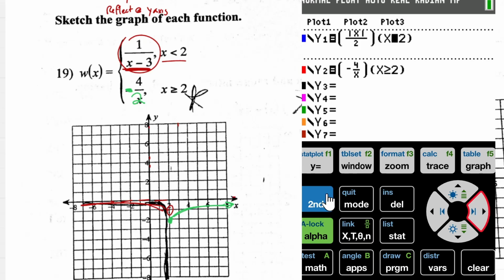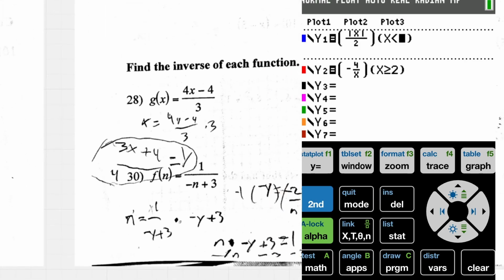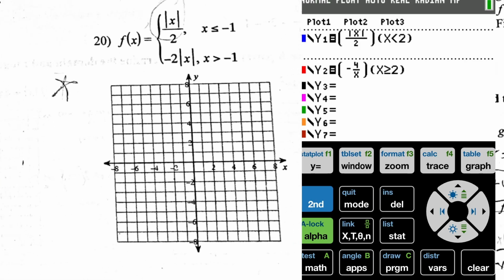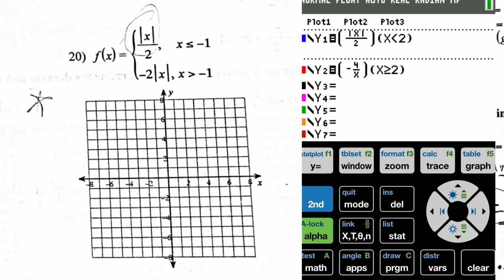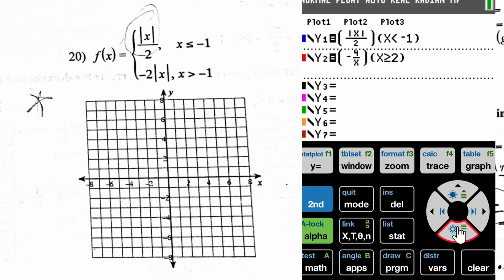X is less than or equal to 1. I guess I'm not going to worry about the less than or equal. I'll just make it -1. Let me move this over. I'm on number 20. This thing, -1. I think I used the little negative. There's my parentheses.